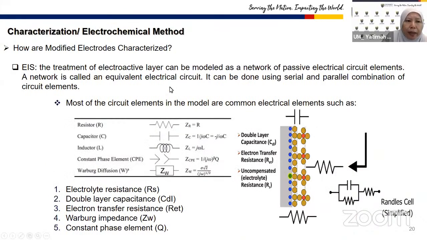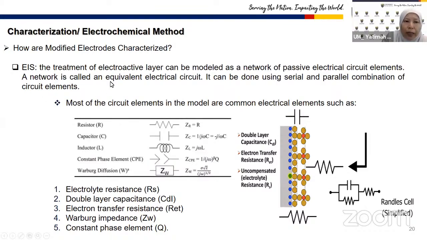If you look at this example, EIS is basically the treatment of an electroactive layer that can be modeled as a network of passive electrical circuit elements. So this model has to be understood first. Then you can form a simplified version of your network into circuit elements so that you can understand the behavior of each of the circuit elements being positioned, and form a cell so that you can understand the bigger picture.